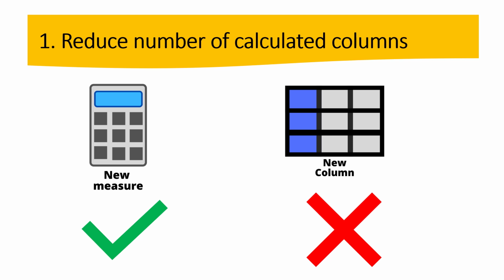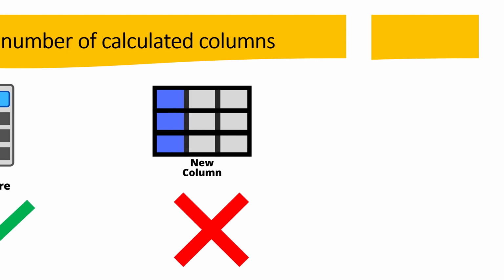Like I said before, new measures are just calculations. They don't consume memory, right? Unless you are using that measure. But calculated columns, on the other hand, definitely consume or occupy space in memory. So that's the main reason that we need to use measures instead of columns. So please keep this in mind. This is a great tip. And now let's go to the second point.